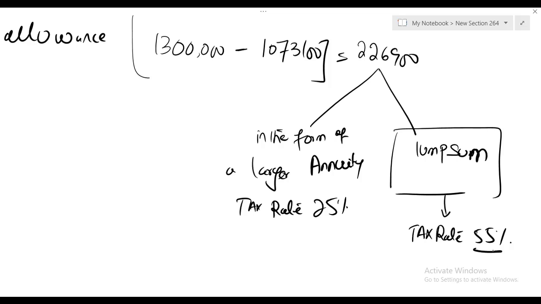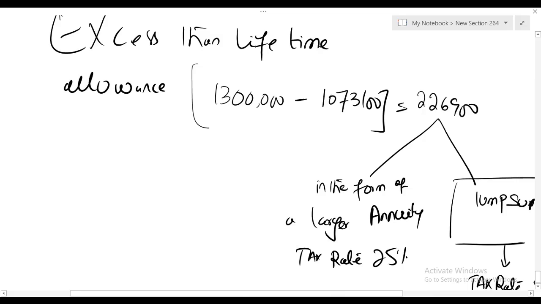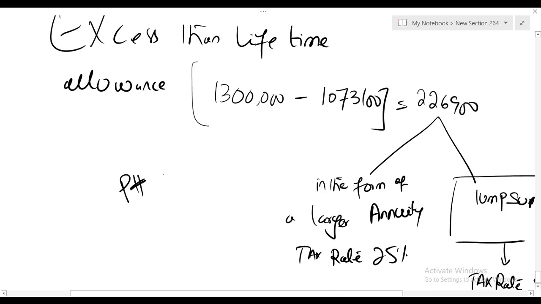The excess amount, when the individual gets it in the form of a larger annuity, the tax rate is going to be 25%. But when the individual gets this excess amount as lump sum, the tax rate is going to be 55%. So let me just sum up all the rules. Before summing up, if you want to read what I have discussed right now, in my book you can find all this at page 26.